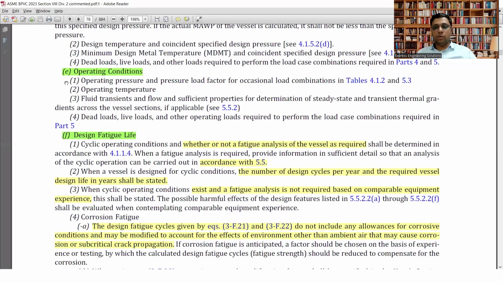So what are the actual operating conditions for that pressure vessel? What are the operating pressure, operating temperatures? What are the live loads, dead loads during the operation? Those things need to be provided under operating conditions.